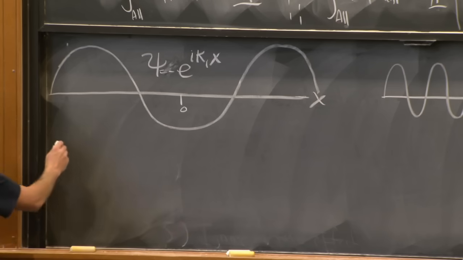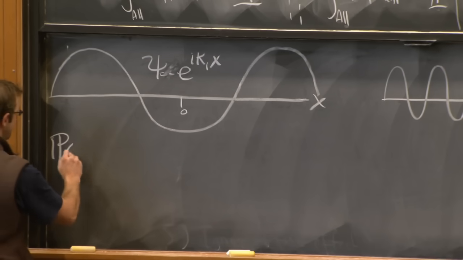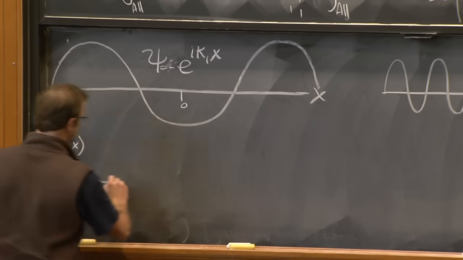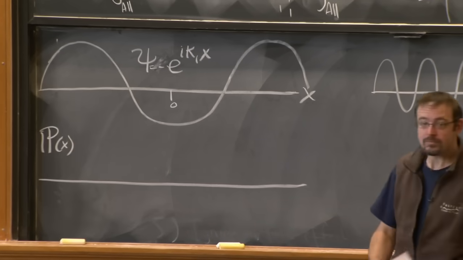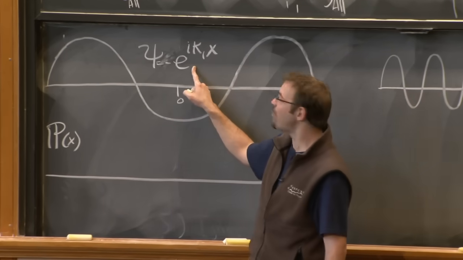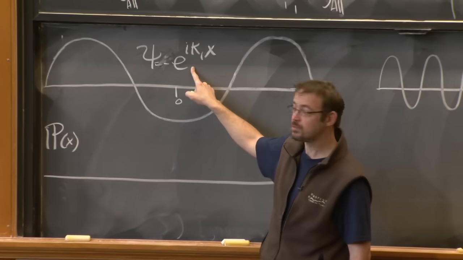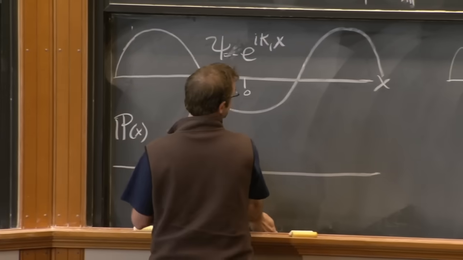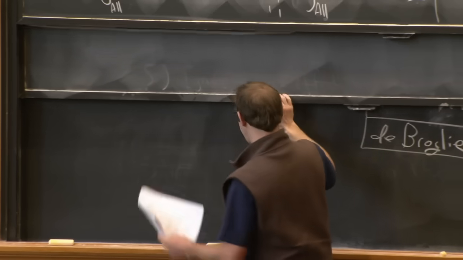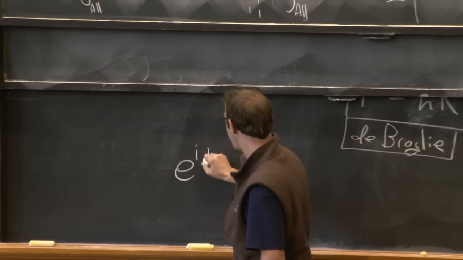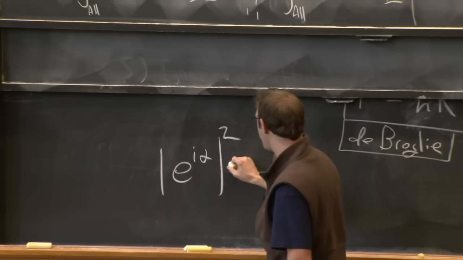So now the question is, what's the probability distribution, p of x, associated to these wave functions? So what's the norm squared of minus e to the i kx? If I have a complex number, a phase, e to the i alpha, and I take its norm squared, what do I get?